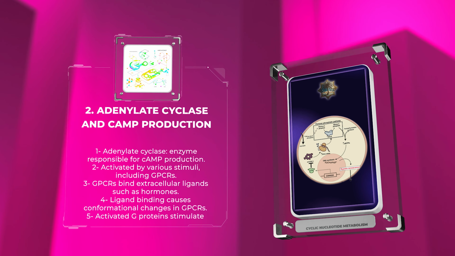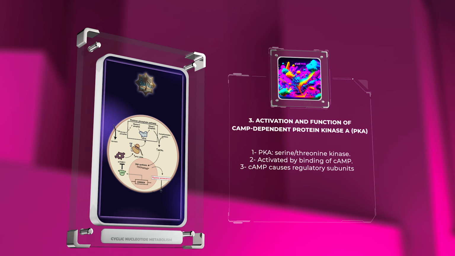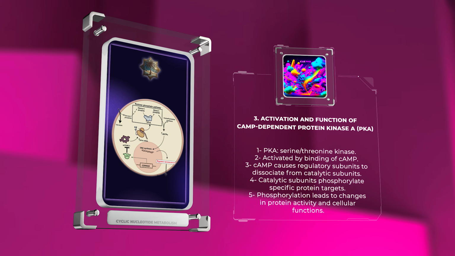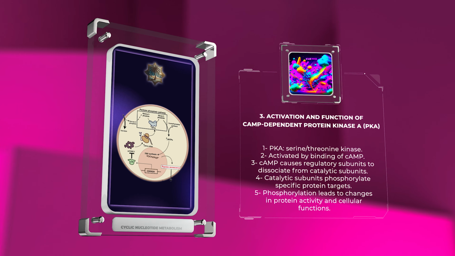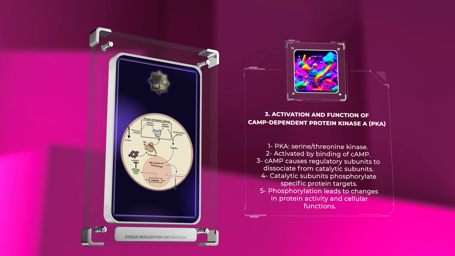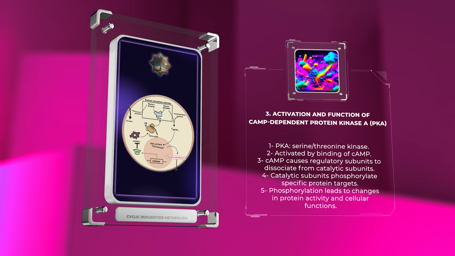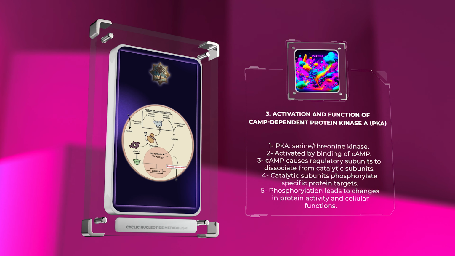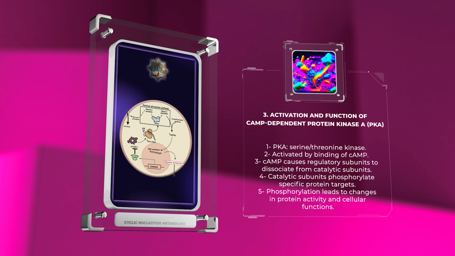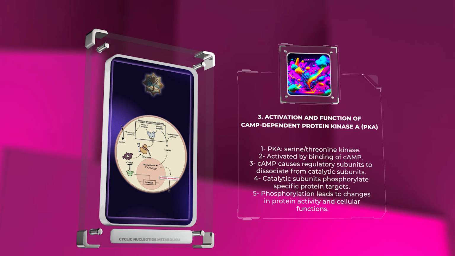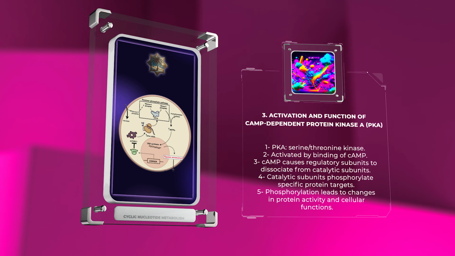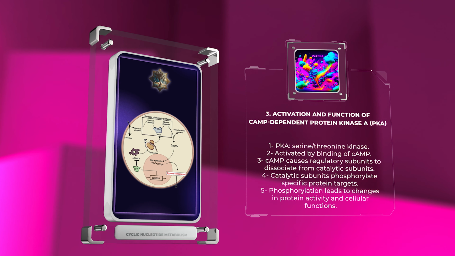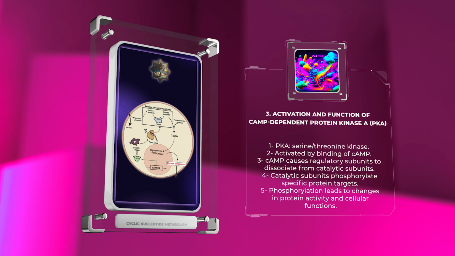Moving on, let's explore the activation and function of the cAMP-dependent protein kinase A, PKA. PKA is a serine/threonine kinase that is activated upon binding of cAMP. The binding of cAMP causes the regulatory subunits of PKA to dissociate from the catalytic subunits, thereby enabling the catalytic subunits to phosphorylate specific protein targets. This phosphorylation can lead to changes in protein activity, gene expression, and cellular functions.